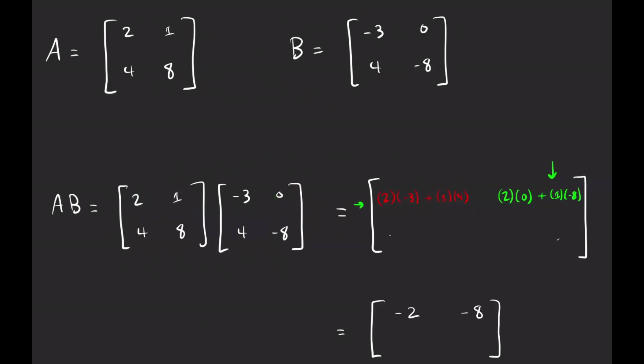I'm going to do this a little bit quicker here. We'll still color code though for this entry in here. We're going to note that it is in the bottom row in the left column. So I'm going to circle the bottom row of A, the left column of B, and I'm going to do this dot product right here. Let's write that out.